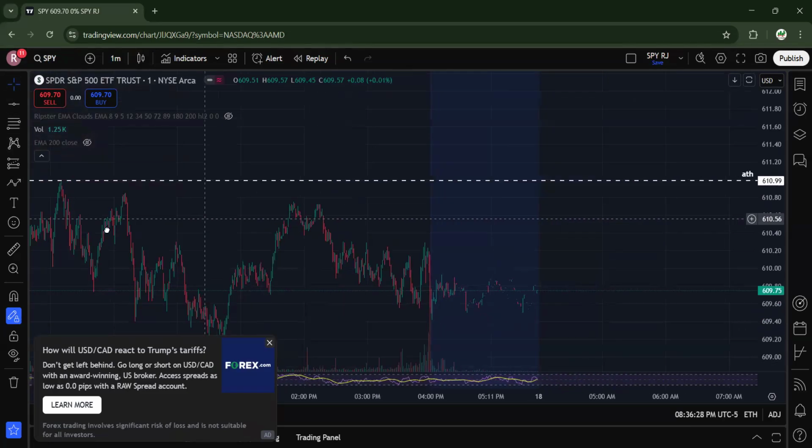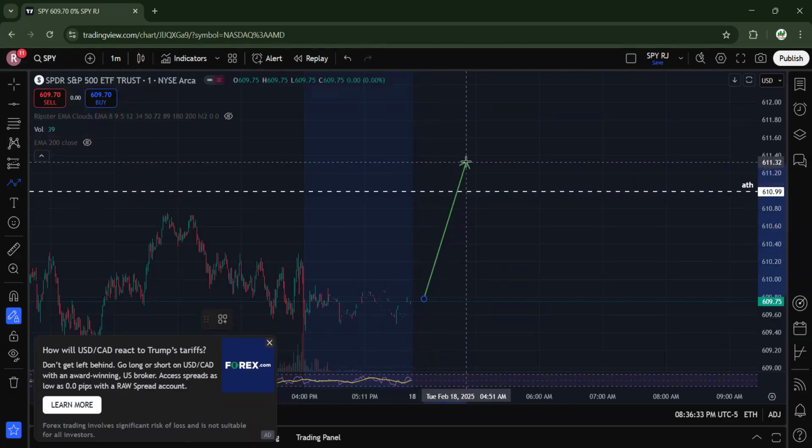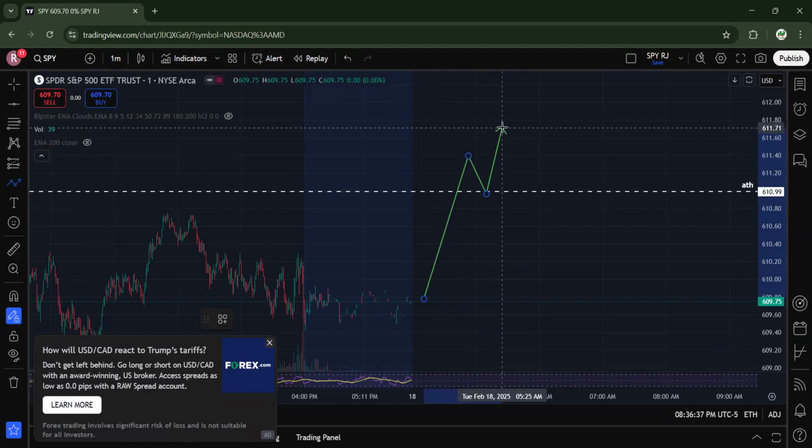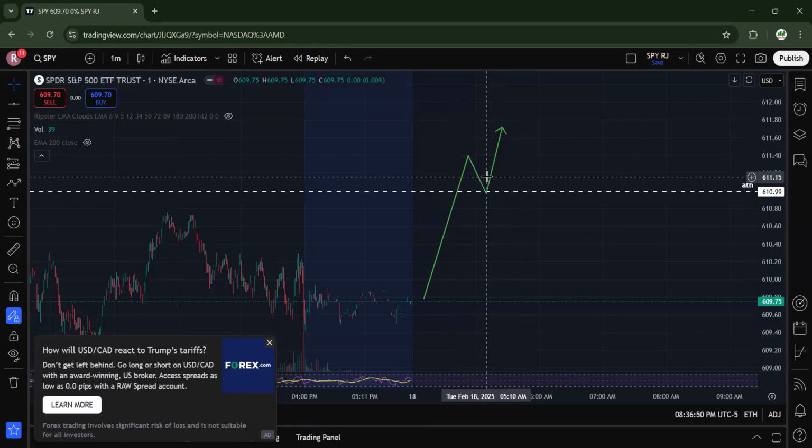Okay. So what would that look like? You want to see the stock break the level, come back down, and go back up. In simple terms, you want to see the stock break out, come back down, and go back up.